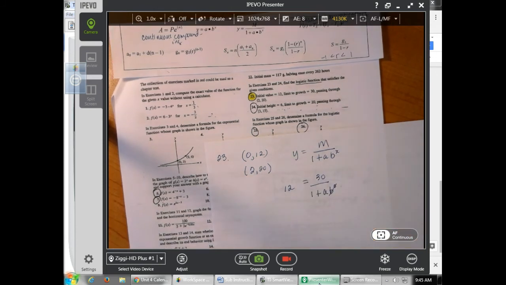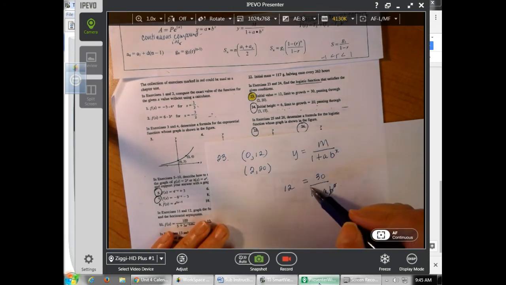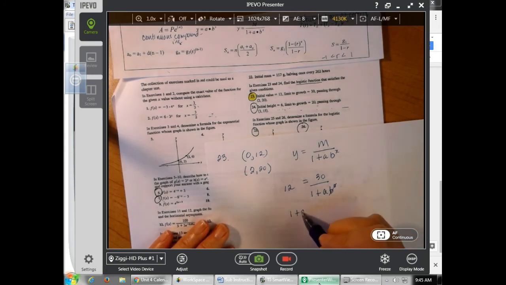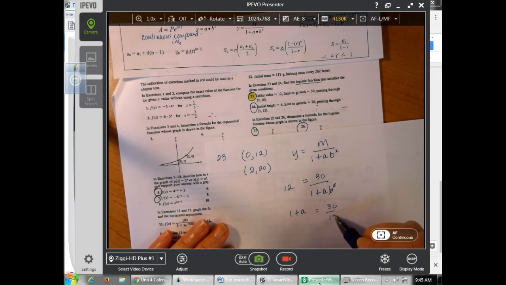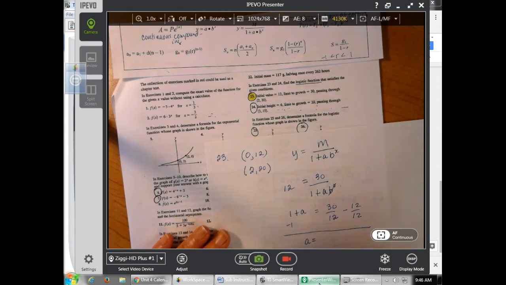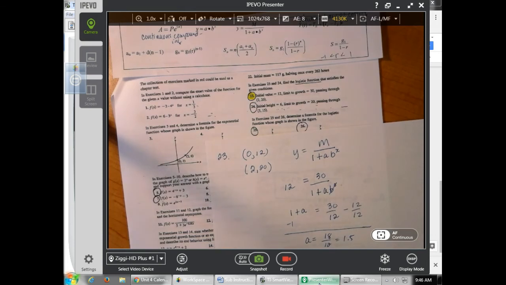And the beauty of that is b to the 0 is just the number 1, so that just disappears, okay? And then remember we have this situation where we can just reverse the 1 plus a, it comes up here, and then 30 over 12. So then I'm going to subtract 1, so I'll probably just subtract 12 twelfths from each side, okay? And that's going to give me an a value, which is going to just be 18 twelfths, okay? Now, that would simplify down to 1.5, so that's fine to write it like that, okay?